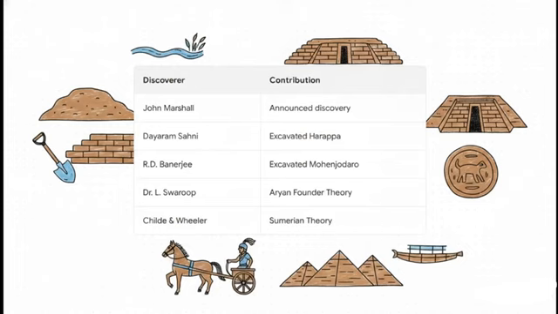Now, a heavily repeated question in state PCS and teaching exams is matching these famous archaeologists to their discoveries. You have to memorize these names. Daya Ram Sahni surveyed Harappa in 1921 on the Ravi River. And literally the very next year, Rakhaldas Banerjee discovered Mohenjo-daro. Also, keep an eye on the different theories about who actually founded the civilization. Dr. Swarup argued it was the Aryans, while Childe and Wheeler strongly argued for the Sumerians.